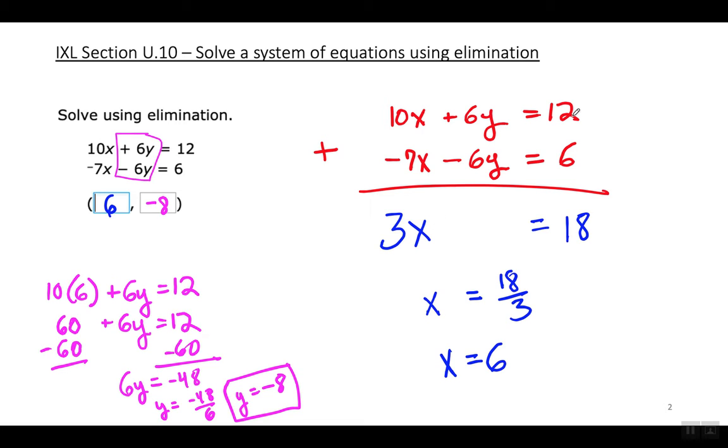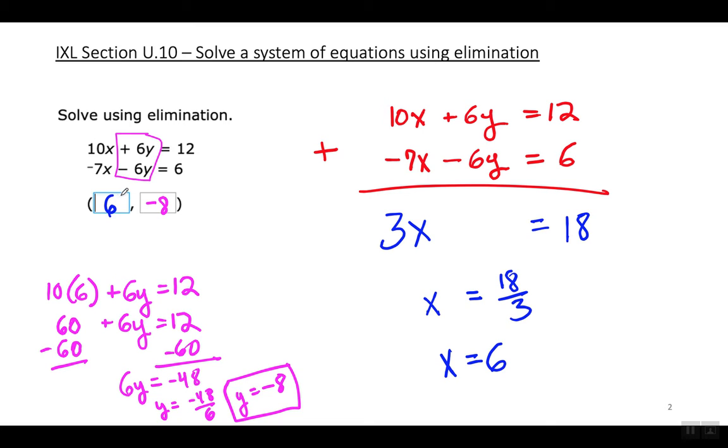Aquí en este lado me dio 12 más 6 es 18. Así que 3x es igual a 18. Y ahora puedo simplemente dividir 18 por 3 para saber el valor de x, que es 6. Así que eso me da la primera parte de mi respuesta. A la vez que yo sé que x es 6, la segunda parte ya lo hemos hecho.